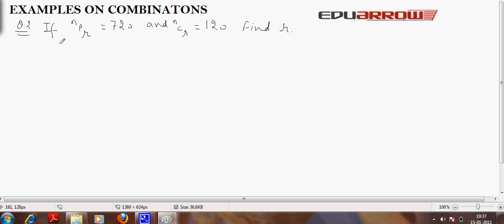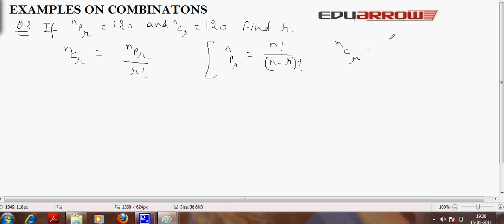Now let us see the second example, which is: if nPr is equal to 720 and nCr is equal to 120, find r. As we know, nPr is equal to n factorial divided by n minus r factorial and nCr is equal to n factorial divided by r factorial into n minus r factorial. So we can say that nCr is equal to nPr divided by r factorial.